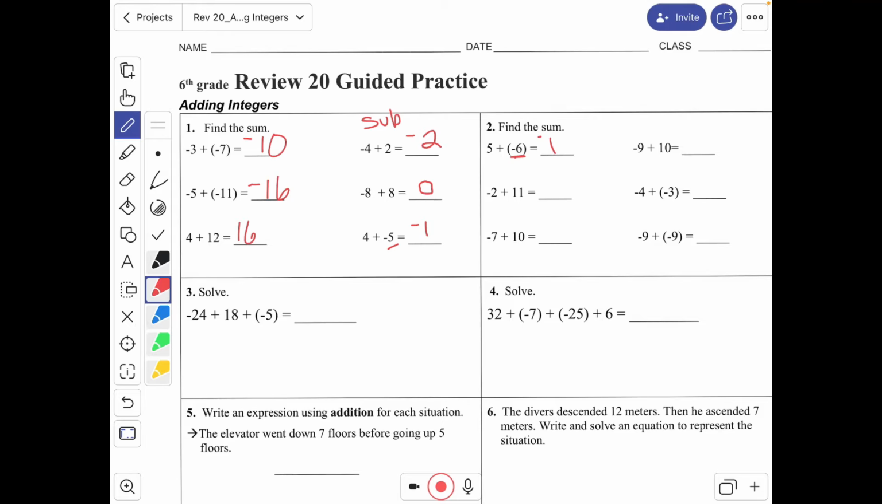Next one is negative 2 plus positive 11. They have different signs, so we're going to subtract. 11 minus 2 makes 9. And the higher one is positive, so my answer is positive. Negative 7 plus 10. Different signs, so we're going to subtract. 10 minus 7 makes 3, and we take the sign of the higher number, which is 10. 10's positive, my answer's positive.